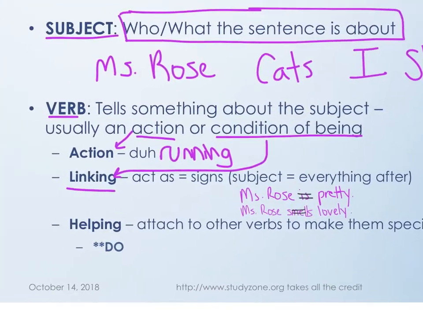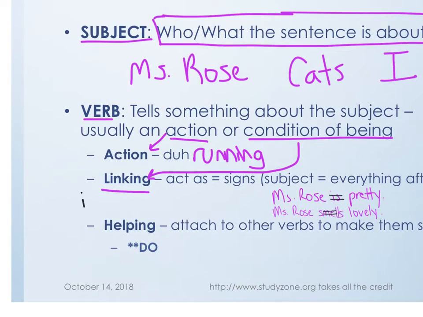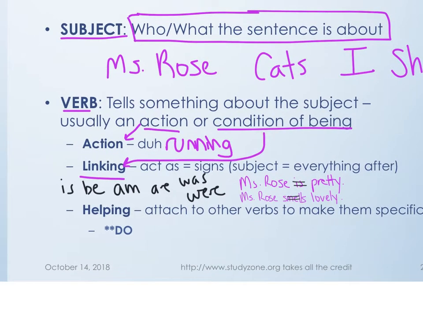The most common ones are obviously is, be, am, are, was, were, anything like that. Am, is, are, was, were, be, been, become, those are all forms of be. And then you get to turn, taste, look, appear, grow, sound, smell, seem, feel, remain, and stay. And those literally are every linking verb in the world, which is why I have that song memorized, but you don't have to.